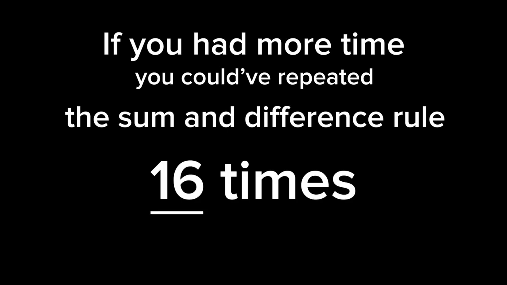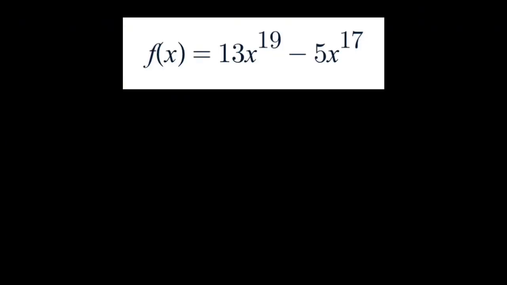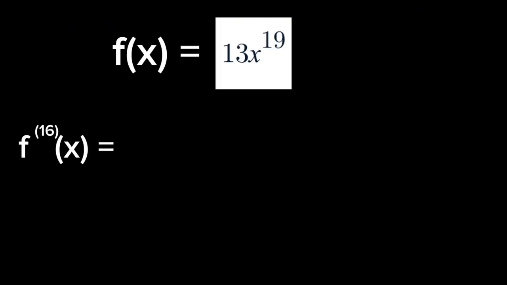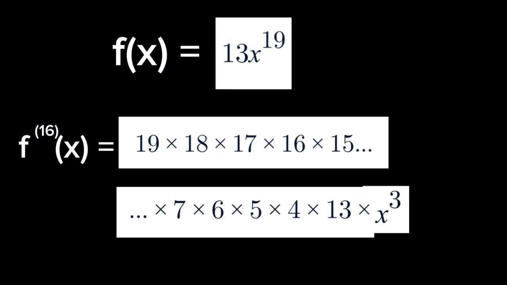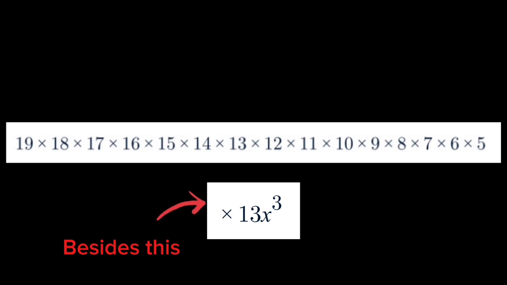If you had more time, you could have repeated the sum and difference rule 16 times. Let's focus on the first monomial. Let's subtract the power by 16 and write all the multiplication that needs to be done. But there's a simpler way. Besides a coefficient, you are multiplying each reducing power with; notice how all these powers are in descending order.